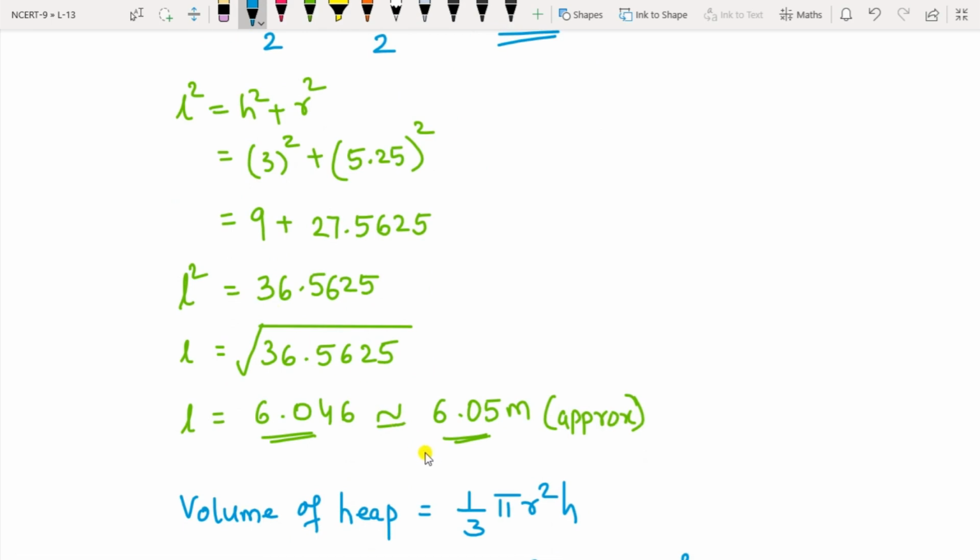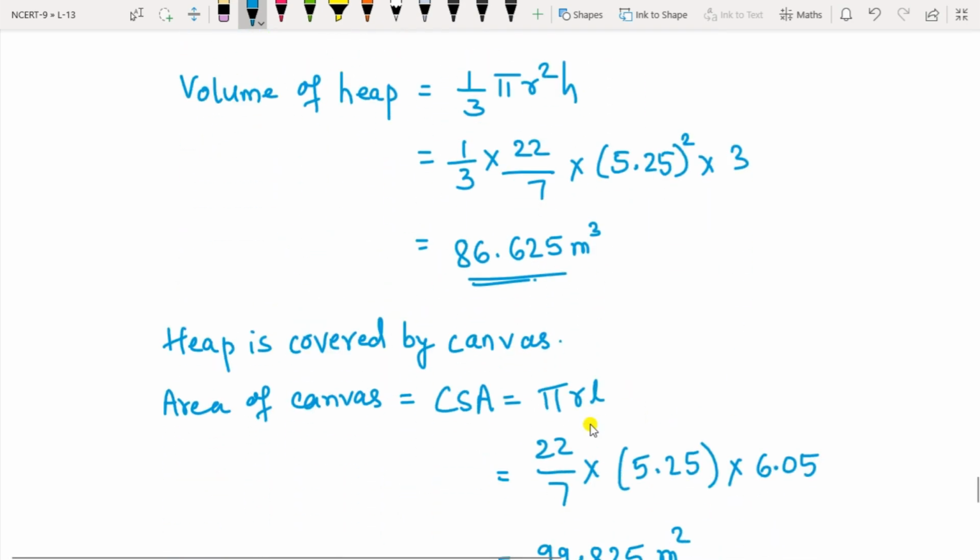Now we don't know L here, and we need it to find the curved surface area also. So find L first. So this becomes 3 square and 5.25 square. On resolving you will get L as 6.046, which is nearly equal to 6.05 meter. This is more than 5 here, so you have to add 1 here. Then find the volume of the heap equal to 1 by 3 pi r square h. Substitute r as 5.25 and height is 3. So it becomes 86.625 meter cube.